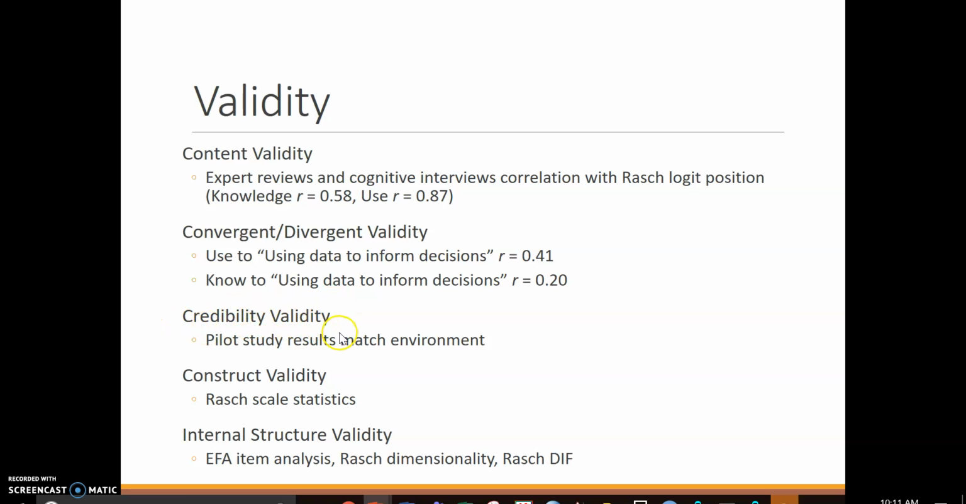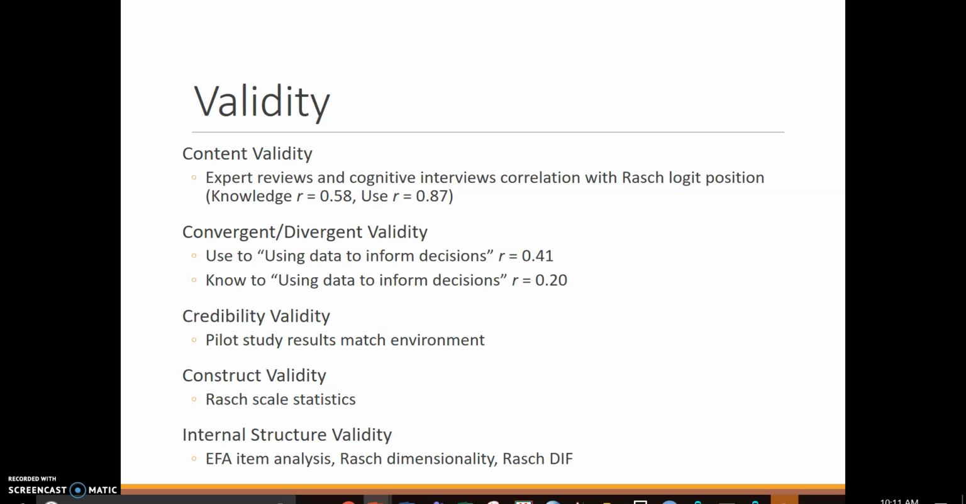Credibility is something that is not normally done, but I had a very unique opportunity. You can read more about that in my dissertation if you want to. So adding some kind of qualitative validity. Construct validity was done with Rasch scale statistics. Internal structure was done through EFA item analysis, specifically using principal components analysis, Rasch dimensionality, and of course Rasch DIF.